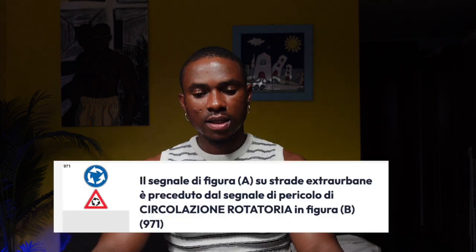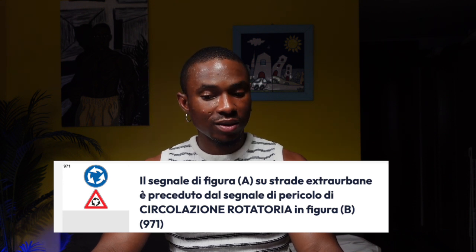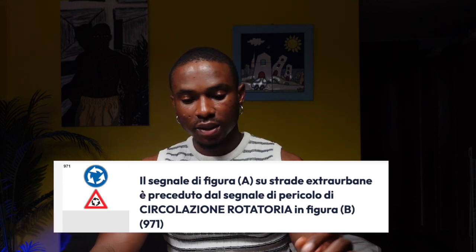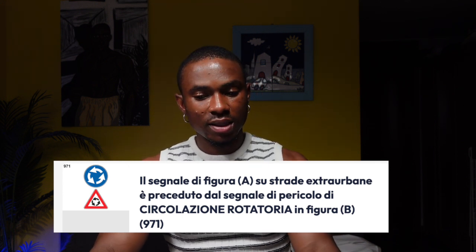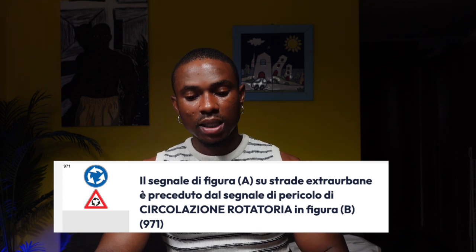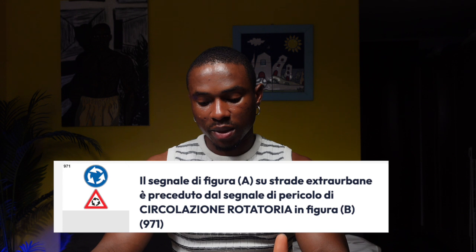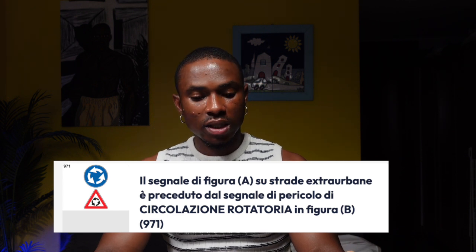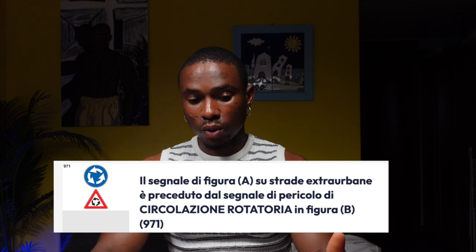Question number 1. Il segnale di figura A su strade extraurbane è preceduto da segnale di pericolo di circolazione rotatoria in figura B. So the question is letting us know in strade extraurbane we will see the first one, which is the red one, before we get to the blue one, which tells us that here is a roundabout. The answer to this question here is zero, because we have two signs on the road.